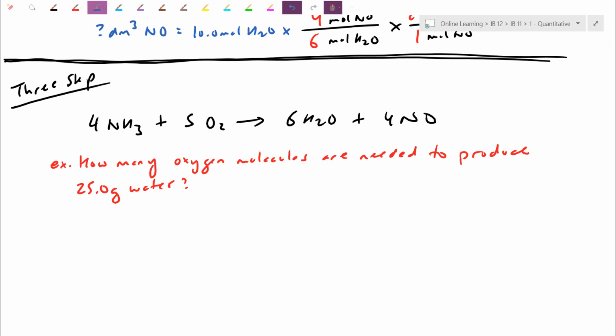For starters, my final answer is going to be molecules of oxygen. I look for oxygen in my recipe here. Oxygen is a reactant. I'm looking for question mark molecules of this thing. That's what I want to know. Great, molecules is even a number. I'm kind of on the right track.